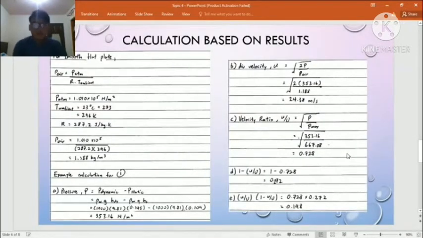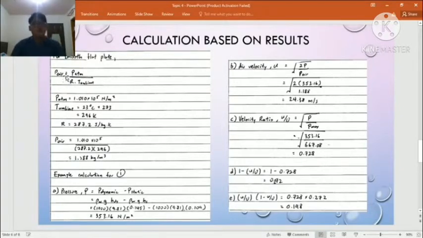Next is the calculation in order to fill in the missing part from the result table. So there are a total of 5 calculations we need to count, which is the pressure. We need to find the air velocity, the velocity ratio, the 1 minus velocity ratio, and this one. So before we find all these values, first we need to know the air density.